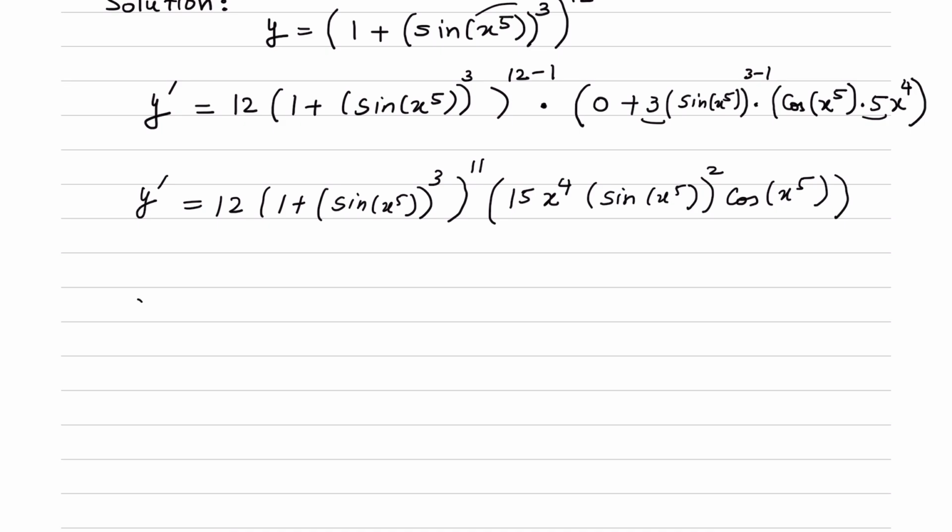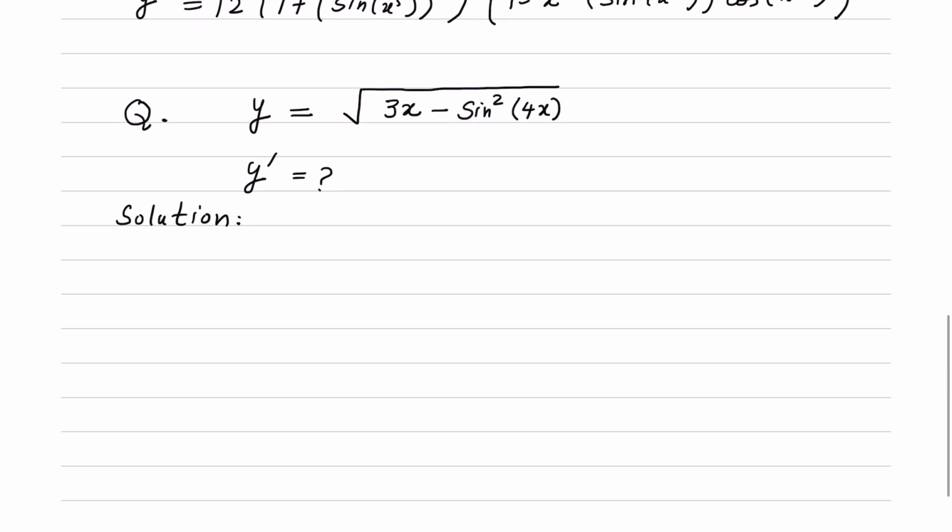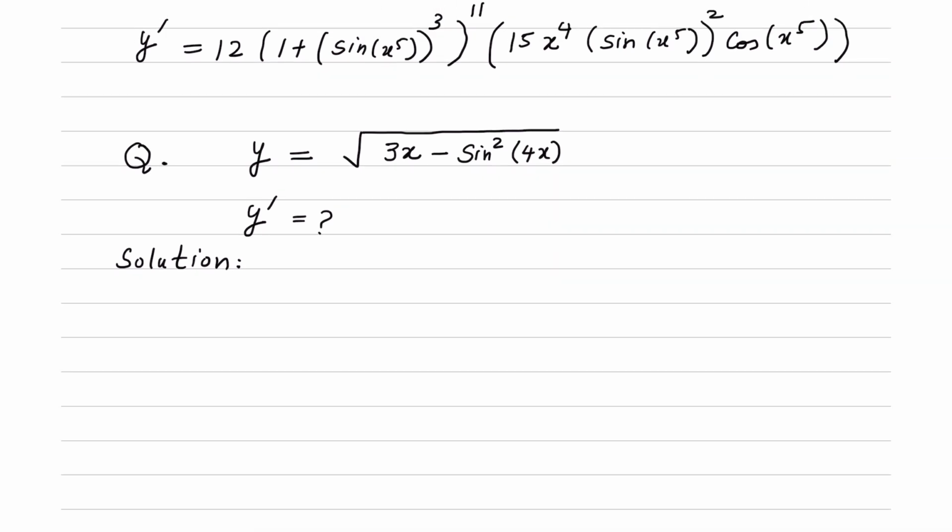Let's attempt one more question. We have the expression y is equal to the square root of (3x minus sine square 4x), and we have to find the derivative of this expression. Before we find the derivative, we will write y in a simplified form. Square root can also be written as the whole power 1 by 2. And inside the whole power 1 by 2, we have the term 3x minus sine square 4x.